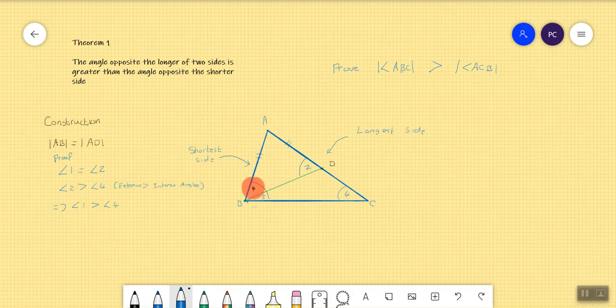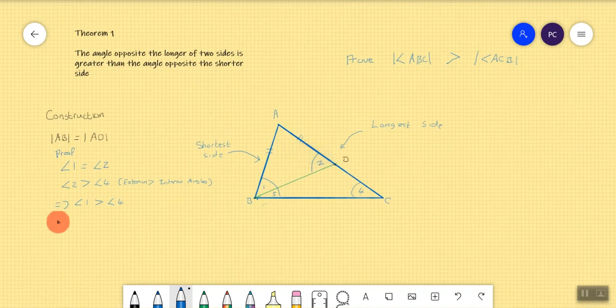So already we've shown that only part of this angle over here is even bigger than this angle here. So angle 1 and angle 2 are equal to each other, and angle 2 is greater than angle 4, and angle 1 is also greater than angle 4. So therefore, with angle 1 and angle 5, which is this angle down here, it goes without saying that angle 1 plus angle 5 are going to be greater than angle 4.